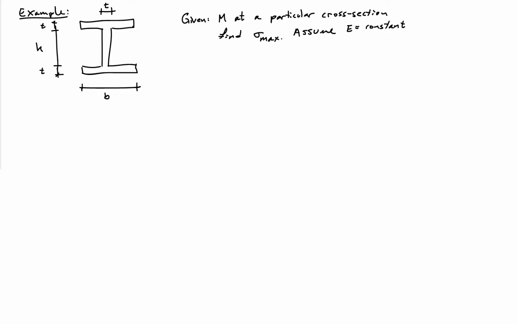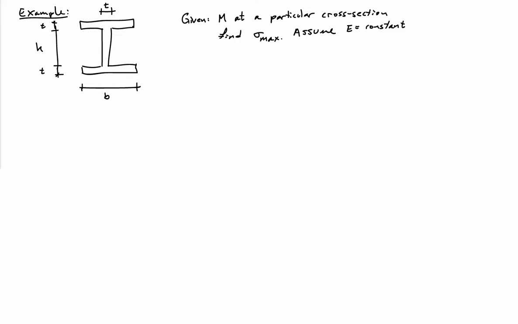Let's go ahead and consider a beam that has an I-shaped cross-section, so it's known as an I-beam. And let's suppose at a given cross-section we're told what the moment is, so we know what M is, and we'd like to find out what the maximum bending stress on the cross-section is. And we'll go ahead and assume that the Young's modulus is a constant for this cross-section.